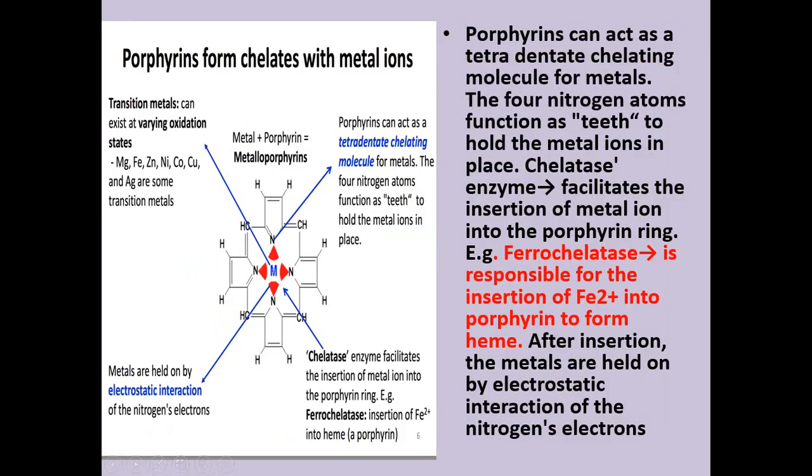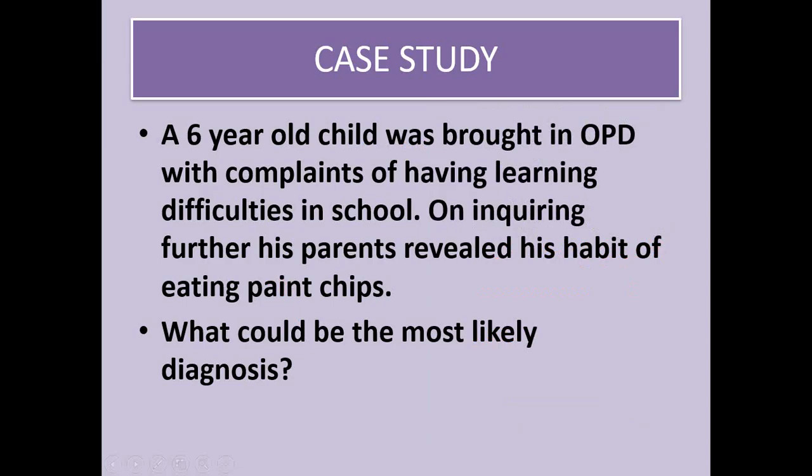Porphyrins act as a tetradentate chelating molecule for metals. The four nitrogen atoms function as teeth to hold the metal ions in place.